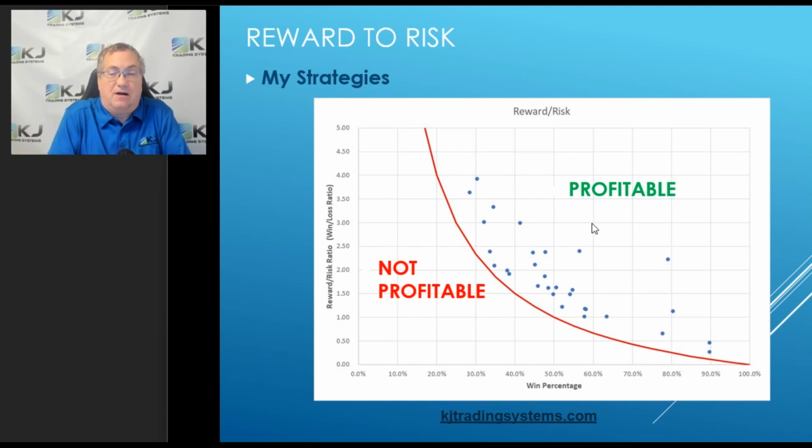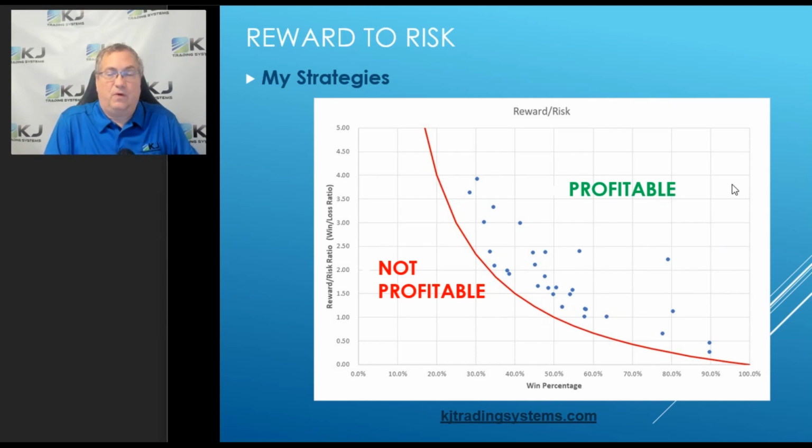Here's a chart of reward to risk on the y-axis, so over here, and the winning percentage along the x-axis. And the curve here, the red curve, is actually just your break-even point. And you can do the math and figure this out. It's not too complicated. But if you're on the left side of that curve, guess what? Your strategy is going to be unprofitable. If you're on the right side, you're going to be profitable. And I've put some sample strategies of my own there just so you can see where strategies lie.